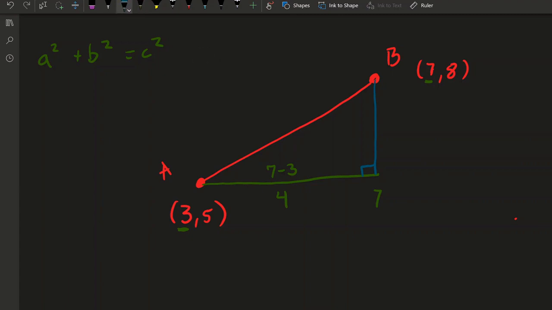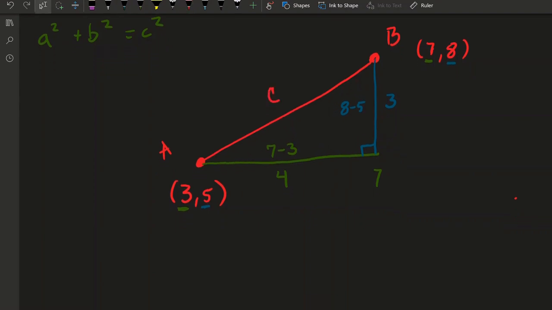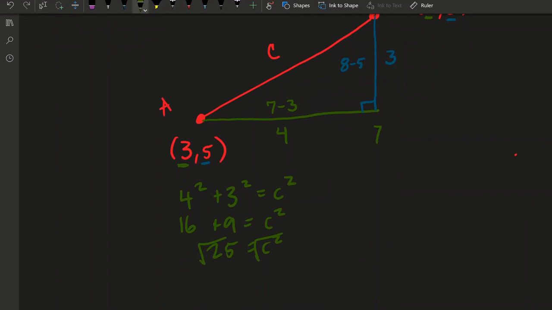Looking at the vertical piece, it starts at 5 and it goes up to 8, so I know that the vertical piece is 8 minus 5, this piece is 3, and then this piece is the hypotenuse, so that would be c. So now I can say that 4 squared plus 3 squared is equal to c squared, or 16 plus 9 is equal to c squared, 25 is equal to c squared, and then if we take the square root of both sides, we would get c is equal to 5.